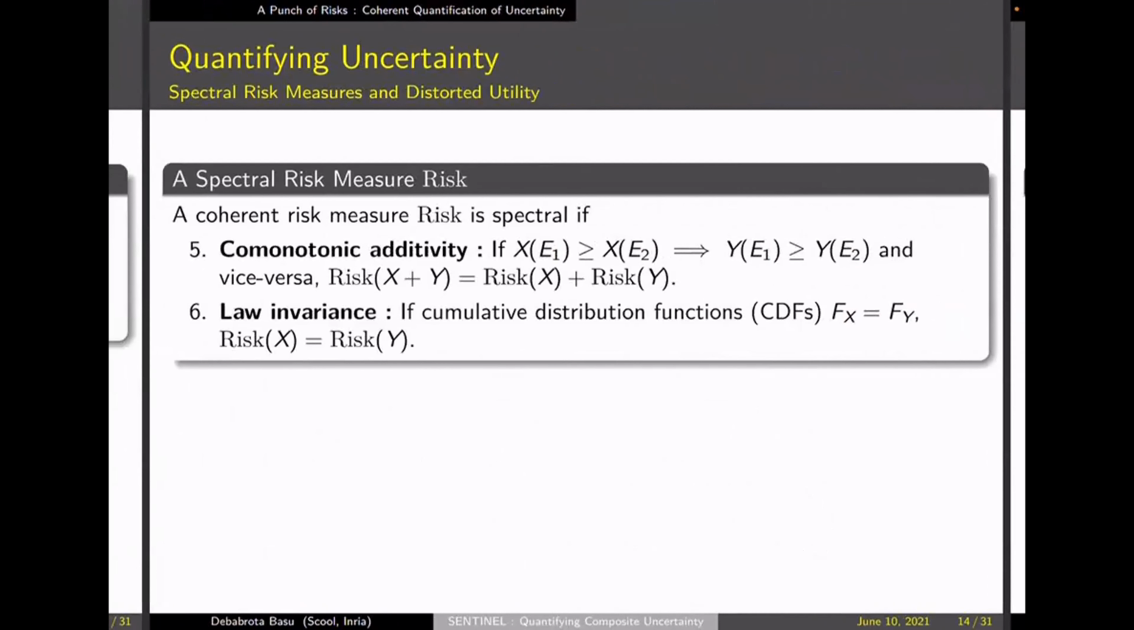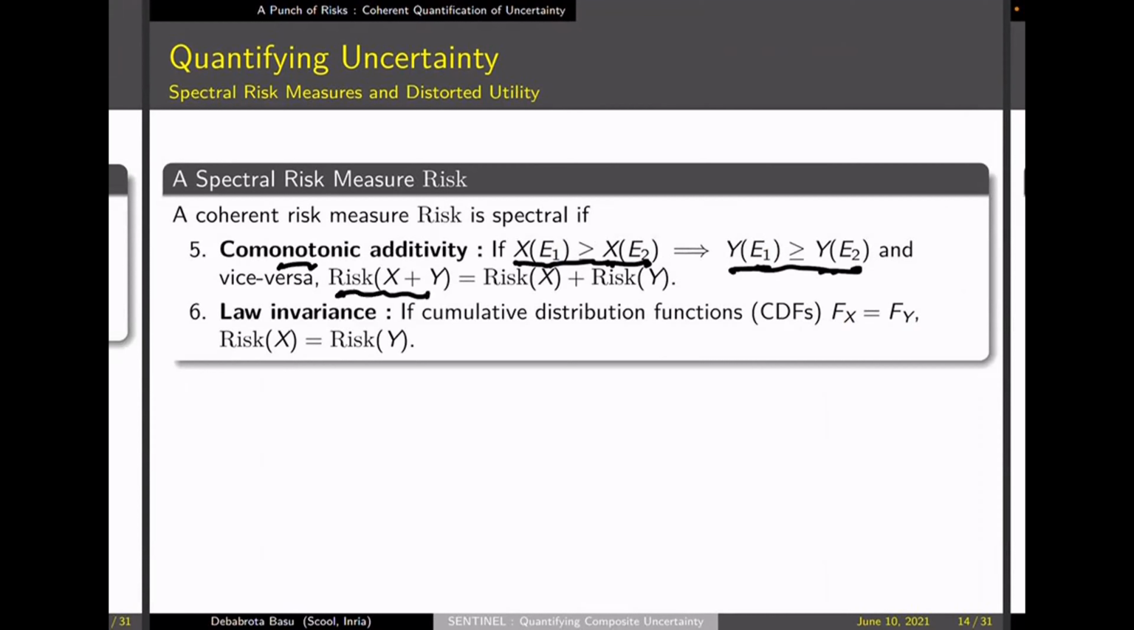What are the spectral risk measures? It says that if, under one random variable X, the probability of occurrence of one event E1 is greater than the probability of occurrence of another event E2, then for another random variable Y, the same should happen. So if for X, E1 is greater than E2, then for Y, E1 should be greater than E2, and vice versa. Basically, if X and Y change similarly, depending on the same set of events, they are called comonotonic.